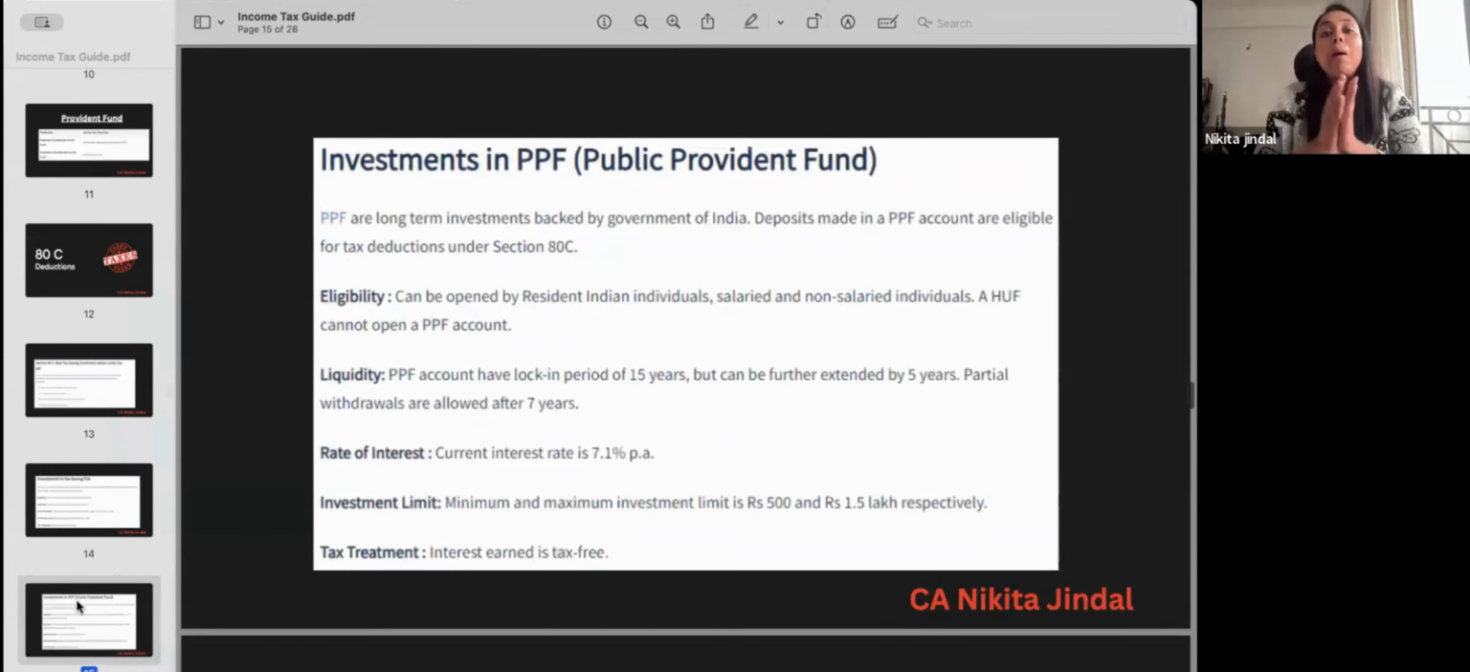The other option is Public Provident Fund. This is also a very good option. It is obviously backed by the government, so there's no risk involved. And the lock-in period is 15 years. And also you can extend it further by 5 years. And also partial withdrawal is possible after 7 years. Okay, and the investment limit is, minimum you can do is 500, maximum you can do is 1,50,000. And the interest is also tax-free.